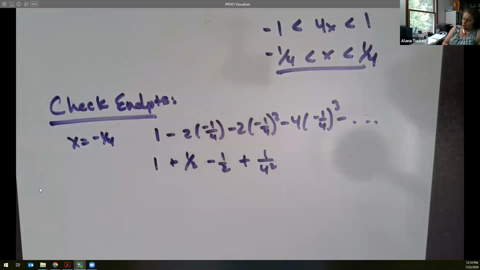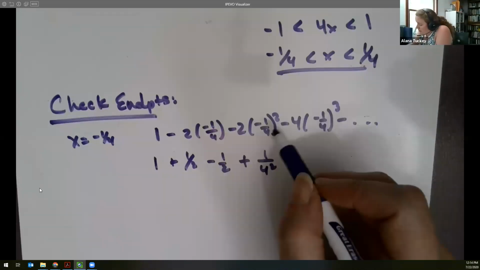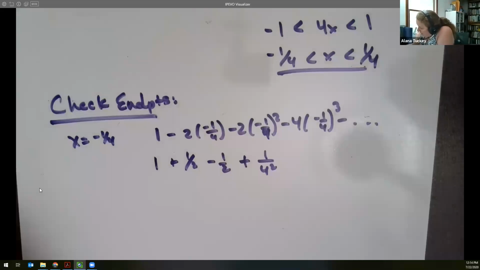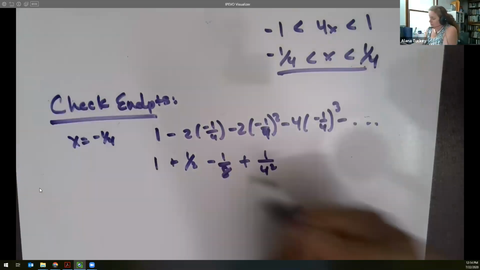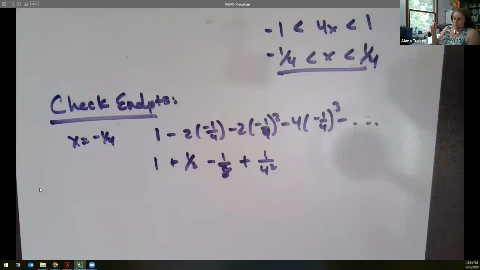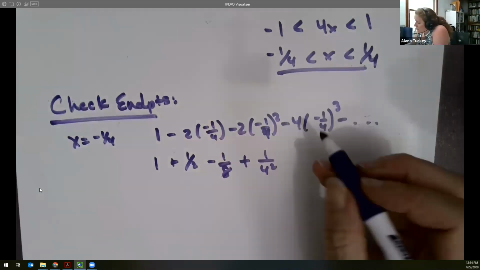I feel like I did one wrong. Oh, I did. It's 4 squared, not 2 squared. Oh, my Lord. It's 16. Jeez, this is 8. Sorry, that's 8. 1 minus 2. Yeah, I feel like I'm going crazy. 1 plus a half minus an eighth plus 1 over 16, right? Yeah, we're good.